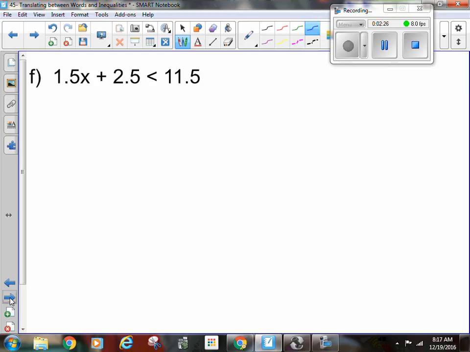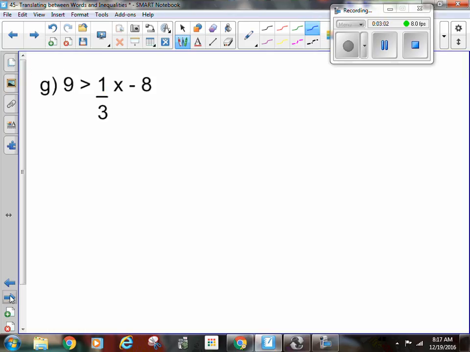Okay, next one. 1.5x plus 2.5 is less than 11.5. Okay, so here, the big operation you're looking at, you want to talk about there. So we would say something like the sum of 1.5 times x and 2.5 is less than 11.5. Okay, the sum of the product of 1.5 and a number, or x, and 2.5 is less than 11.5.